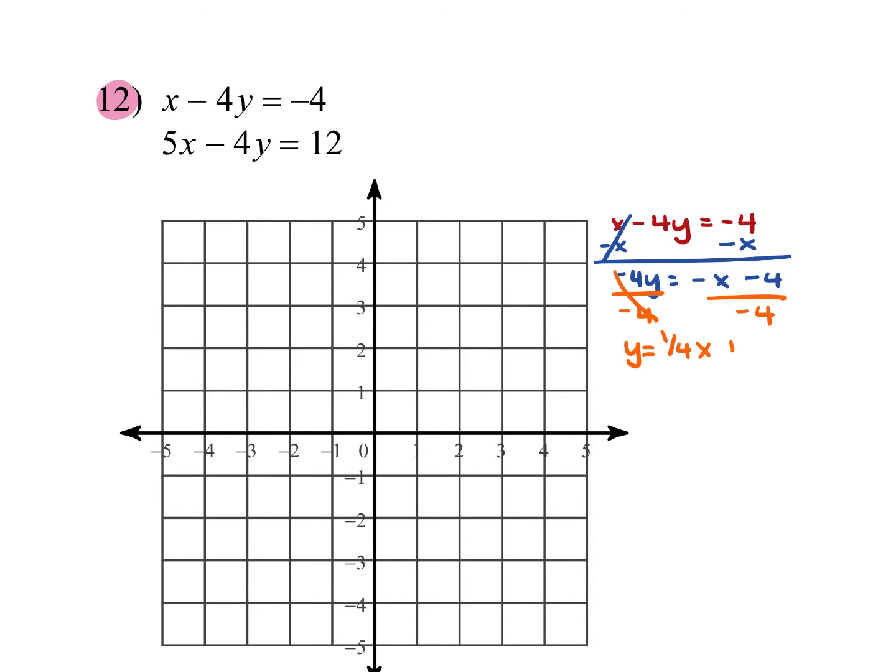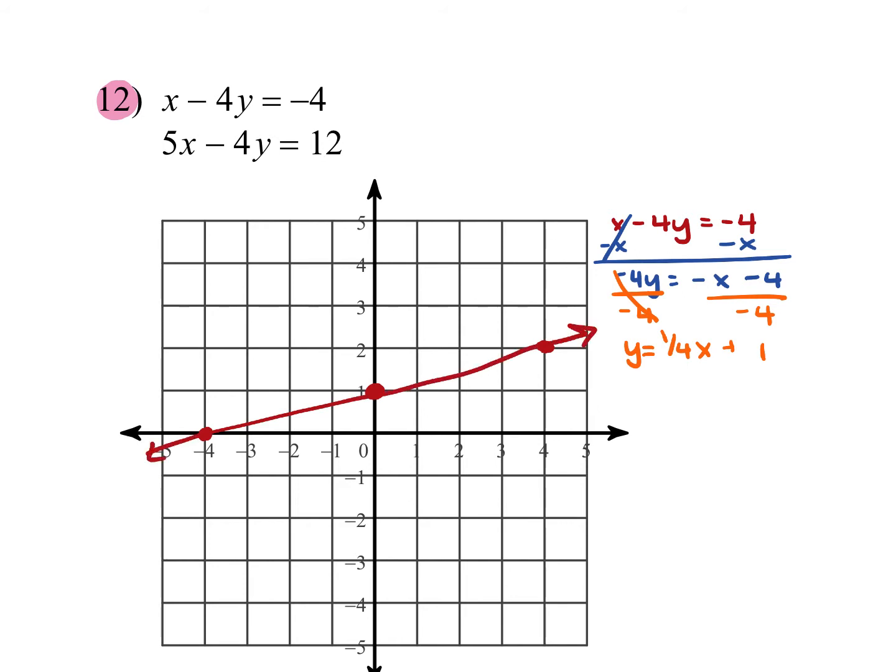Oh, I'm sorry. Thank you. It's plus 1. So this should be plus 1. So we're going to have a y-intercept of 0, 1, and we're going to go up 1 to the right 4. We can also go down 1 and to the left 4 as well. Draw your line through the 3 points.